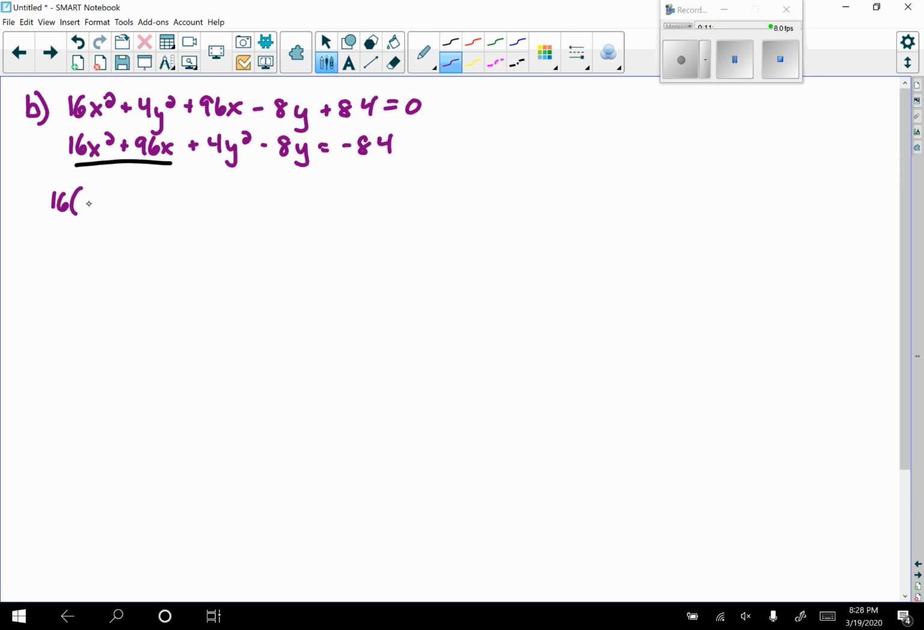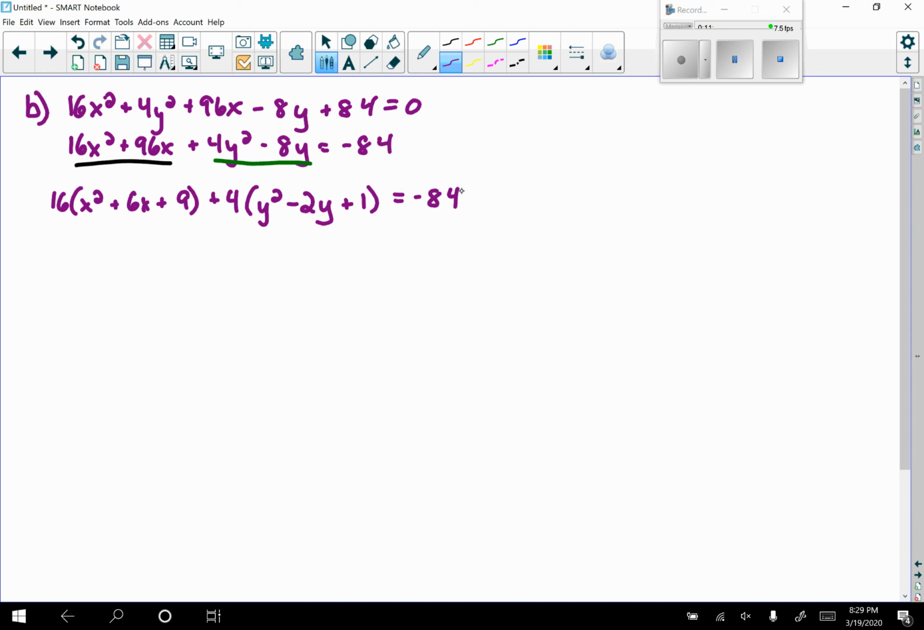Alright, so next I'm going to factor out 16. 16 does go into 96, so I'm going to factor out the 16. We'll have an x squared, and it's actually 6. 16 times 6 is 96, so then we'll have a plus 6x. Half of 6 is 3, squared will give us 9. And then over here I'm going to factor out a 4. Be careful of this minus sign. So we're going to have a 4, and then we'll have a y squared minus a 2y, factoring a 4 out from the 8. Half of 2 is 1, 1 squared is 1.